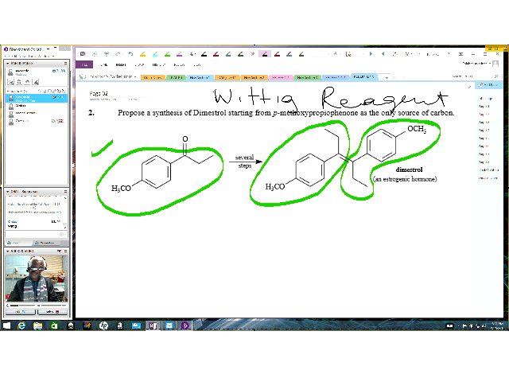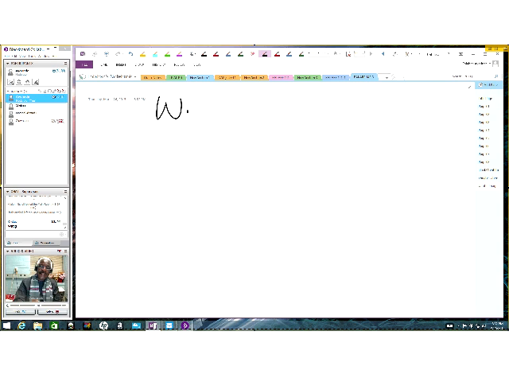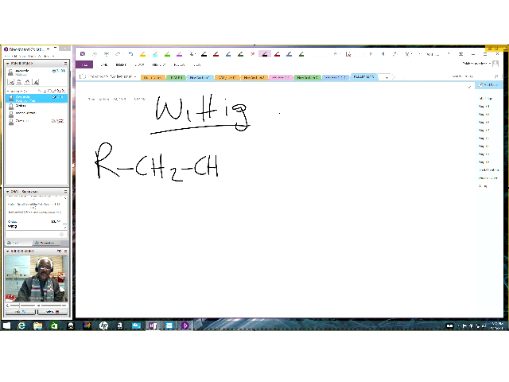If you are going to use a Wittig reagent, let me give you a little bit of background on that, because this molecule is so large. Let's take a look at the Wittig. For you to make a Wittig reagent, let's start with this generic molecule here. We could use a primary alkyl bromide or a secondary alkyl bromide.